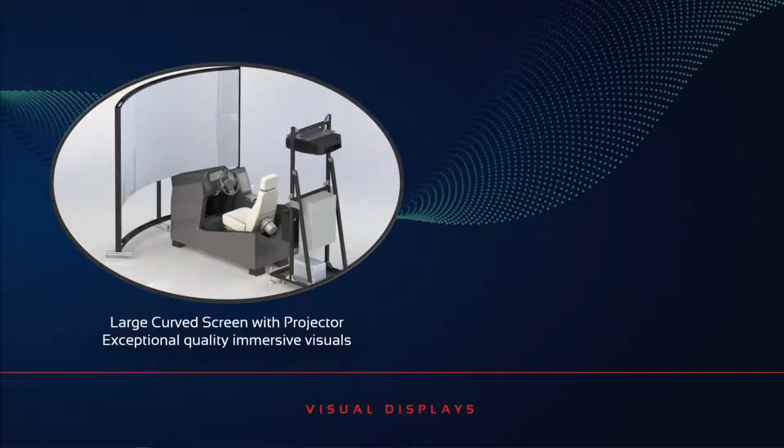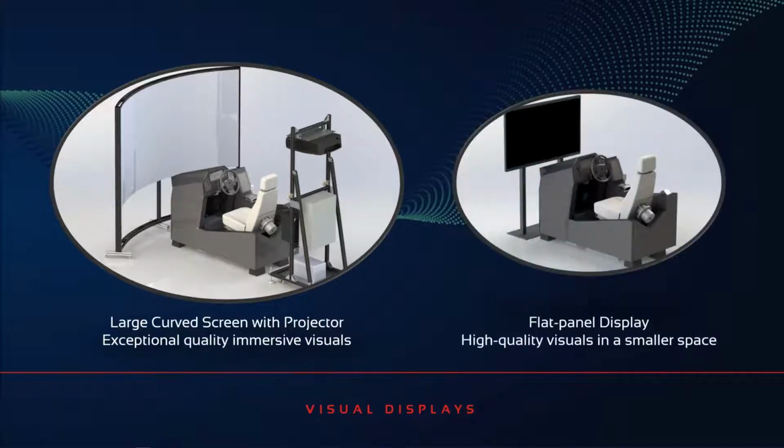In the video, you saw primarily the flat panel display in use with a compact simulator. The standard display screen is a large curved screen with a projector mounted behind the driver. This provides a wide field of view, very high quality graphics, and an immersive driving environment. While still providing high quality visuals, the flat panel display is useful when the smallest possible footprint is required.